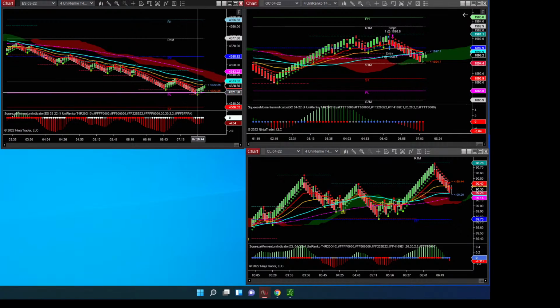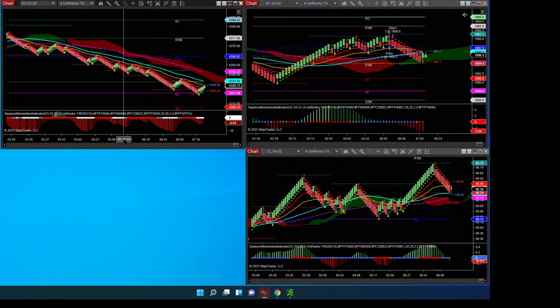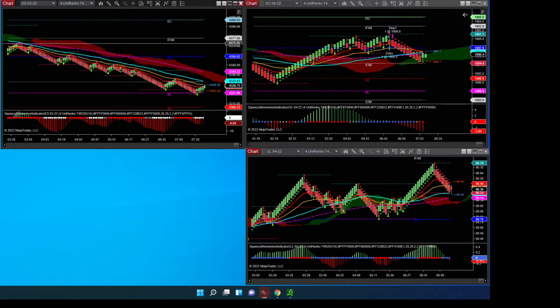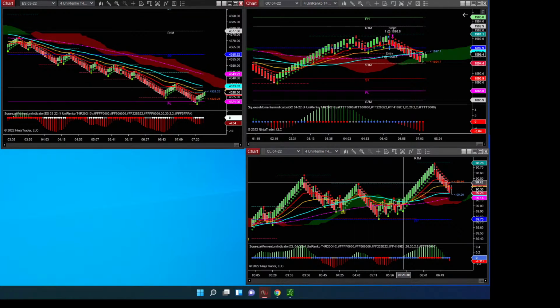So there's a little bit of bounce here on the ES. And with the volatility as high as it has been, I decided to reduce the number of contracts. So I'm trading only one contract, but I'm increasing the size of the stop.